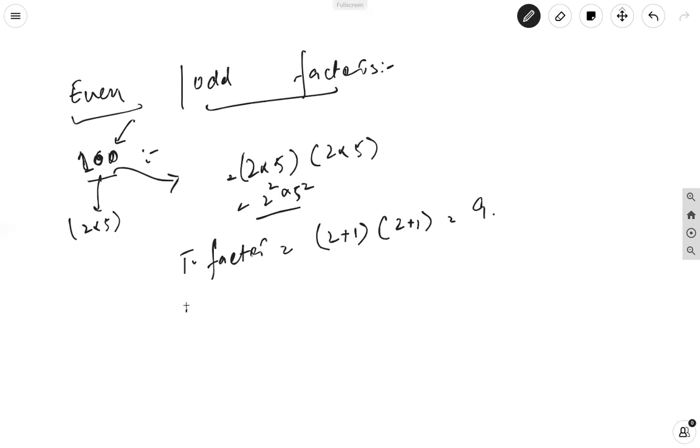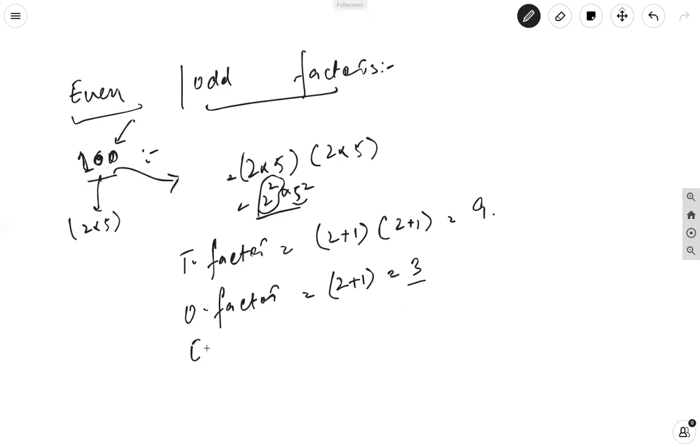Now if we talk about the odd factors, completely ignore the 2. For odd factors, we consider there is no 2 in that. Just add 1 to the power of the odd prime number. We have only one odd prime number, that is 5. Just add 1 to the power, that is 3. So we have only 3 odd factors of this.